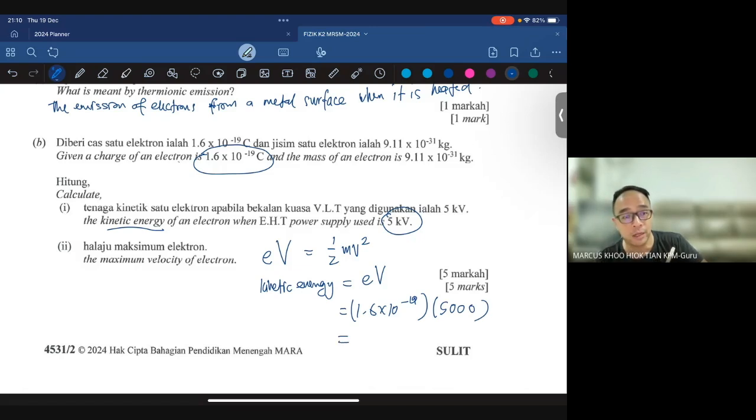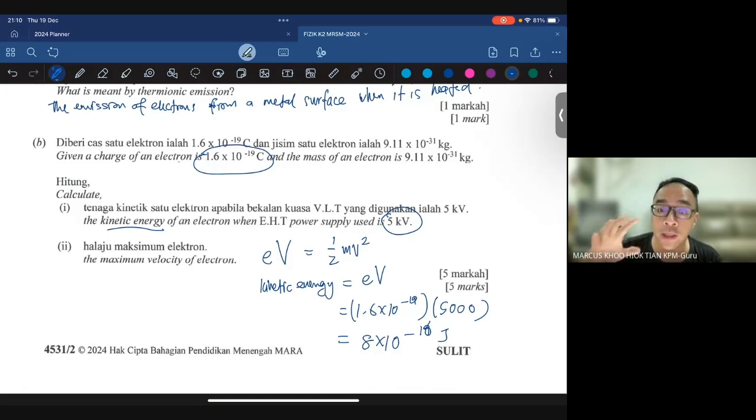Okay, which you will get about 8 times 10 to the power of negative 16 joules. Sebenarnya yang kamu kira ini adalah electrical potential energy. But because of the formula of thermionic emission, the electrical potential energy equals the kinetic energy.